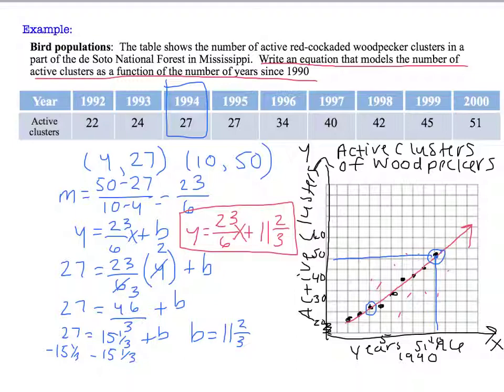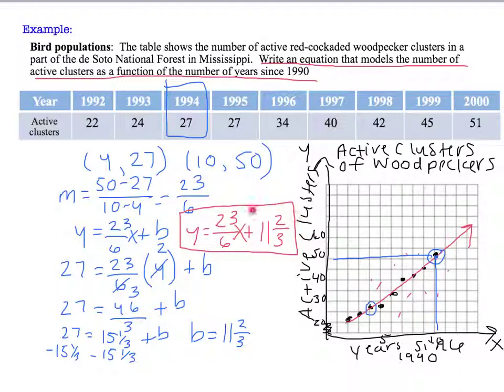Then I have to subtract 46 thirds from both sides. And in order to do that and make it a little bit easier, I converted this into a mixed number. So I have 27 equals 15 and 1/3 plus b. Subtract 15 and 1/3 from each side to get b alone to solve for my intercept. And you get b equals 11 and 2/3. Then you can substitute both your intercept and your slope back into the equation. So you have y equals 23 over 6 x plus 11 and 2/3.